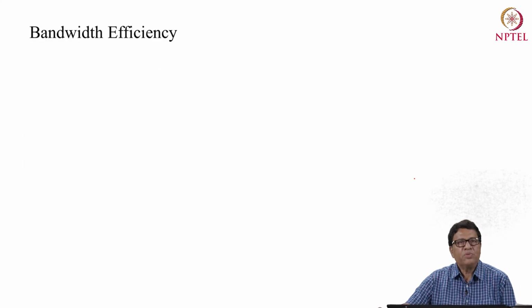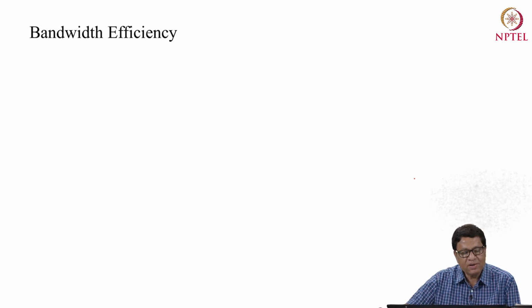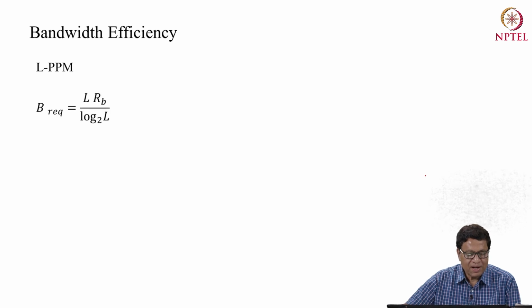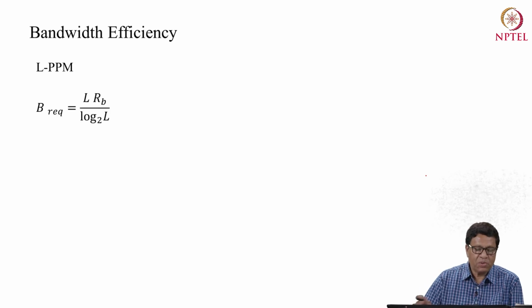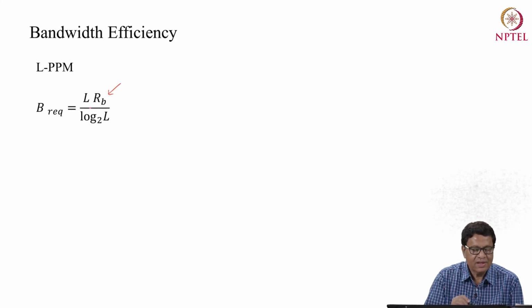Now let us try to understand the bandwidth efficiency. We have seen the SNR part, and later on we will see the power efficiency. But before that, let us understand the bandwidth efficiency of these systems. For L-PPM, the bandwidth required is L by log 2L into RB. RB is the data rate, and because of the L-PPM you require more bandwidth, so RB is to be multiplied by L by log 2L.